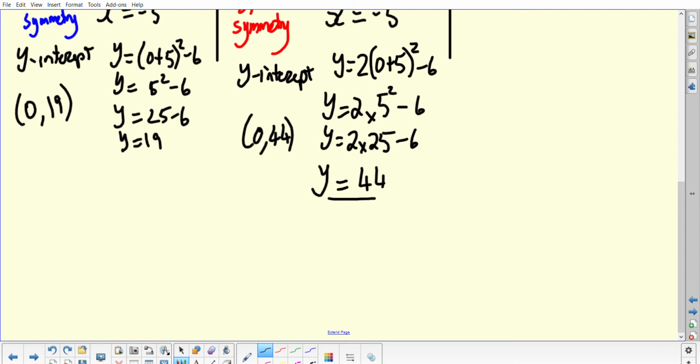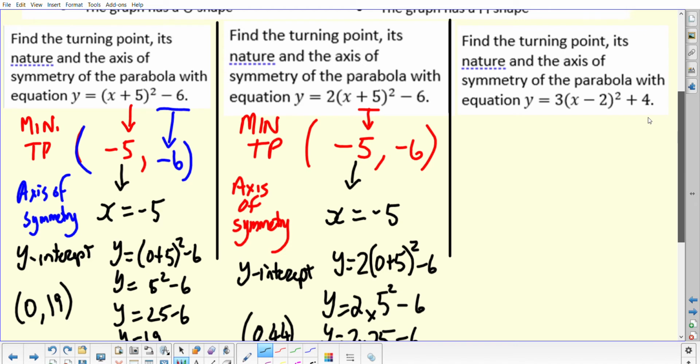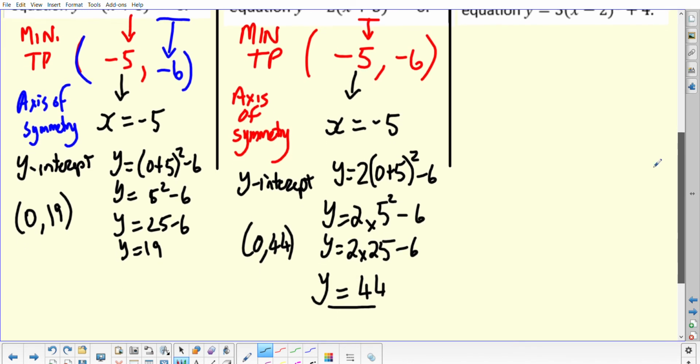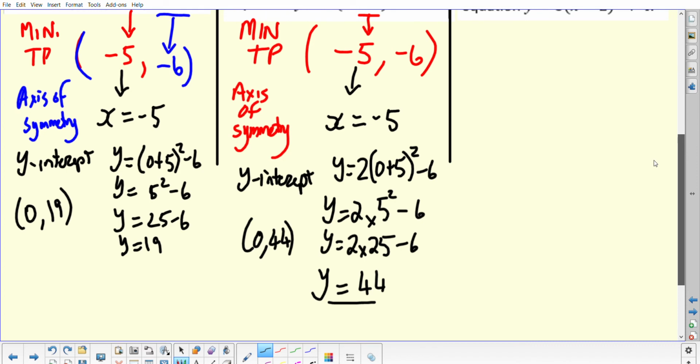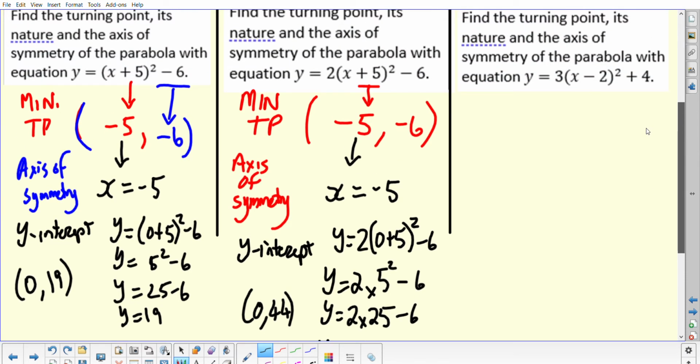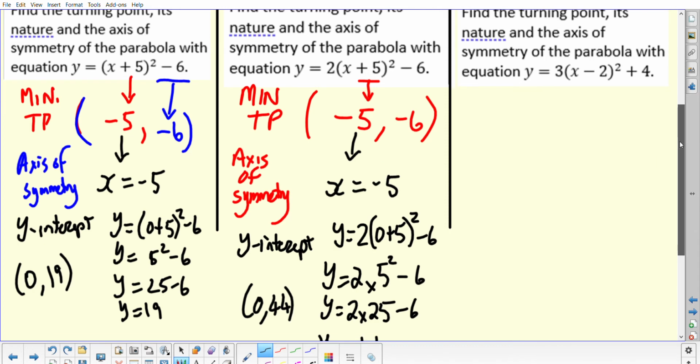So graphically these two graphs would be quite similar, the only difference being they've got the same turning point, but one is very much steeper than the other one. We will look at sketching graphs in a little minute, but the y-intercept is an indication of that. Although they looked pretty similar, with the 2 at the front there, remember that multiplies the bracket. So it doesn't affect the turning point and it doesn't affect the axis of symmetry, but it does affect the y-intercept, and it means if you were sketching that graph, it would be much steeper.